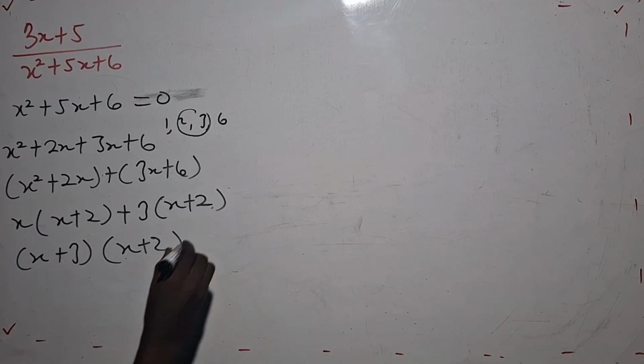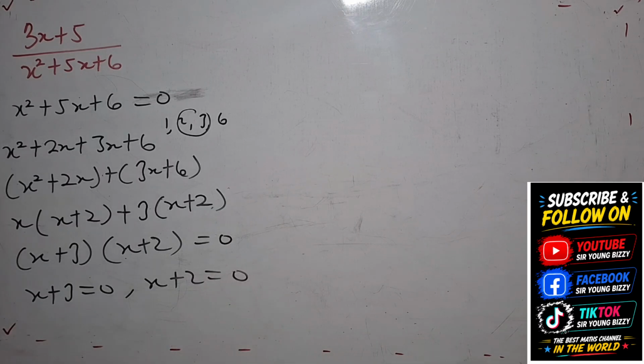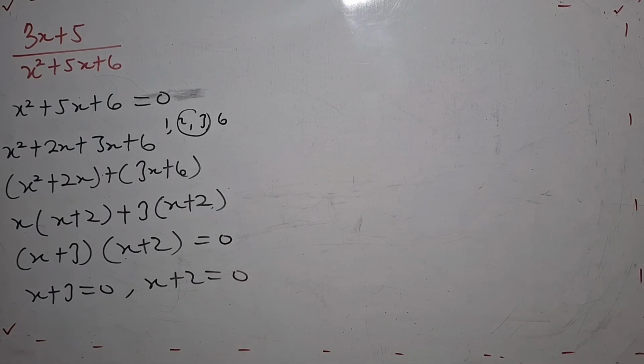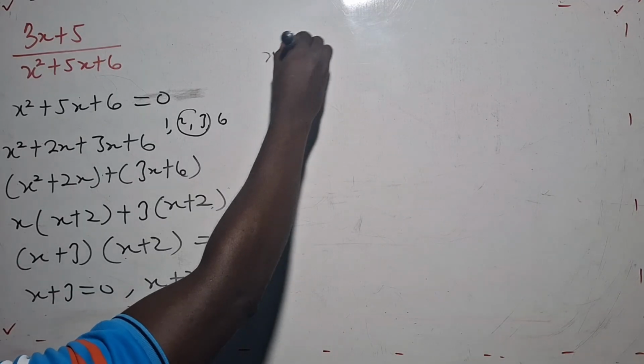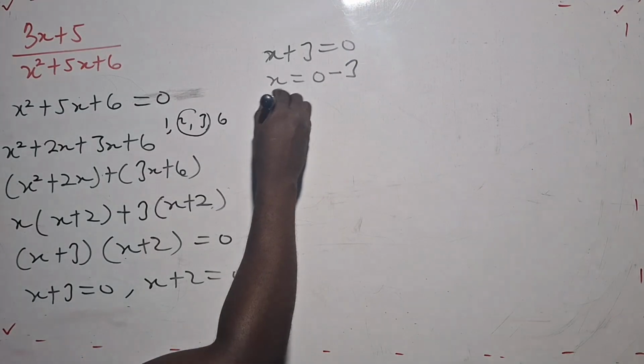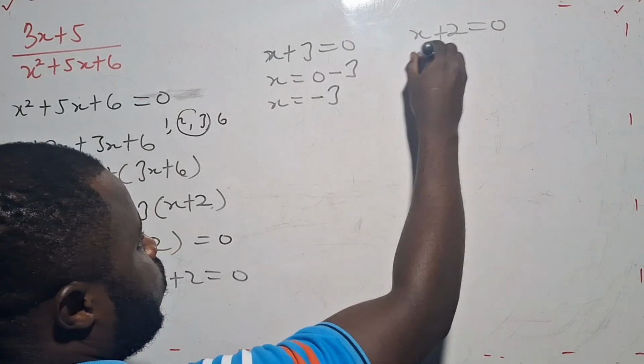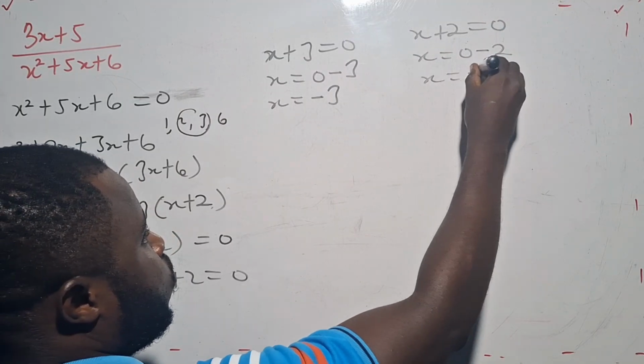Now we are going to find their values. We equate them to 0. So this one will give us x + 3 is equal to 0, then we have x + 2 also equal to 0. Let's solve for the separate values of this. So x + 3 is equal to 0, so x is equal to 0 minus 3, so x is equal to negative 3. And the other one, x + 2 is equal to 0, so x is equal to 0 minus 2, so x is equal to negative 2.